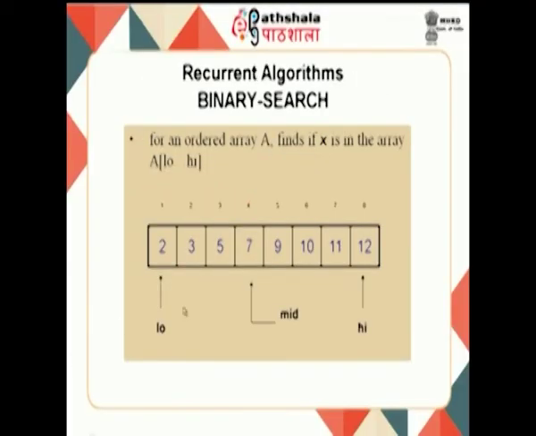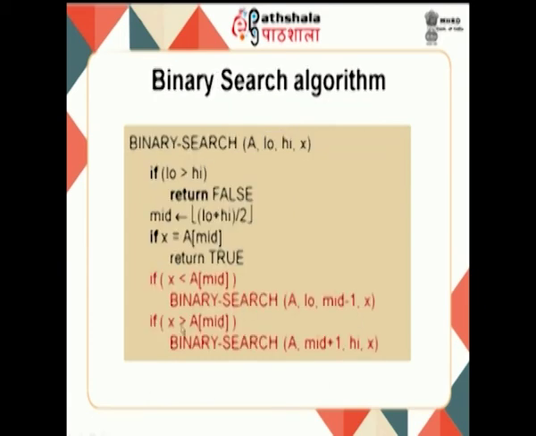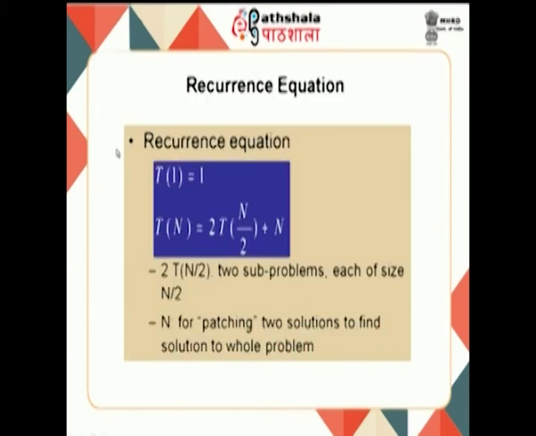We will take an example of an ordered array. So, you have Lo, Hi and mid. This is the algorithm. If Lo is greater than Hi, you return false, that means it cannot go beyond. Otherwise, you take the mid and you keep calling. If x is less than mid, you call with mid minus 1. If it is greater, you go from mid plus 1. So, this is how you do Lo to Hi. So, here you have the recurrence.